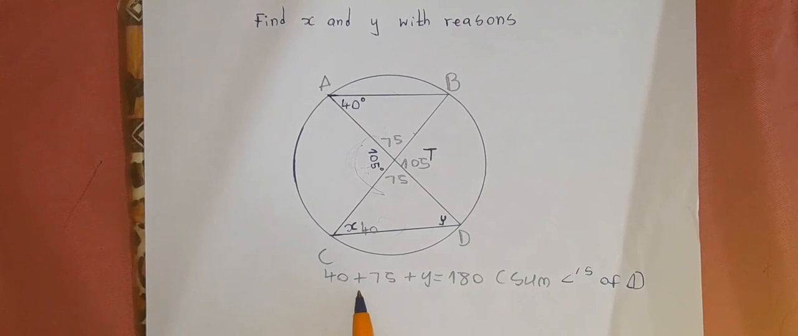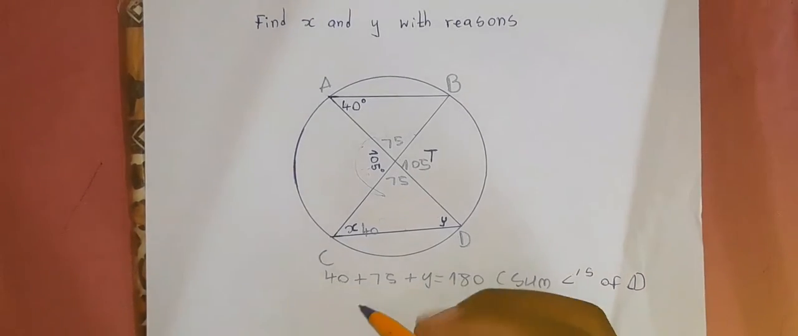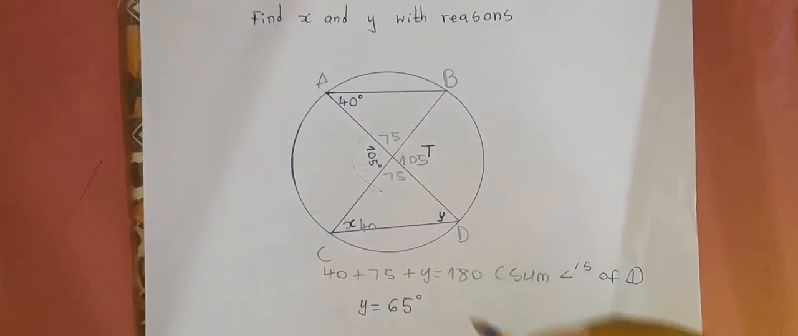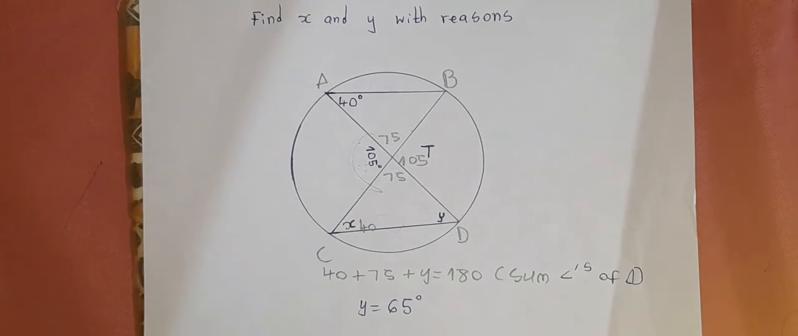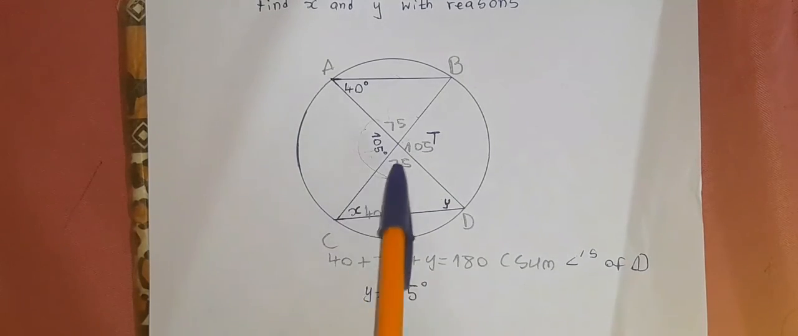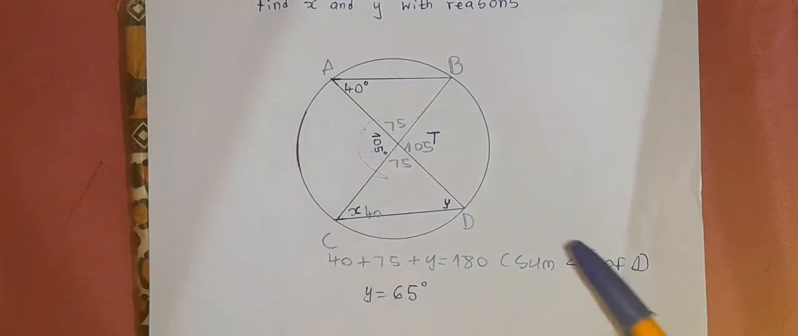Yeah, I believe it's 115. So 115 plus y is equal to 180 degrees. So what is 180 degrees minus 115? You guessed it right, y is equal to 65 degrees. So you can see that this is the long way, but it also works. But you can see that this angle plus this angle must give you this angle here, because of the converse of angles in the same segment.